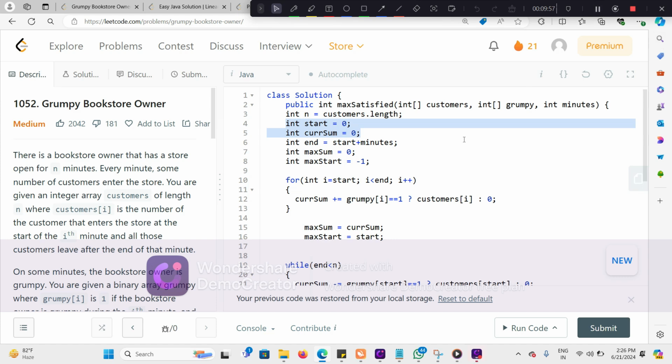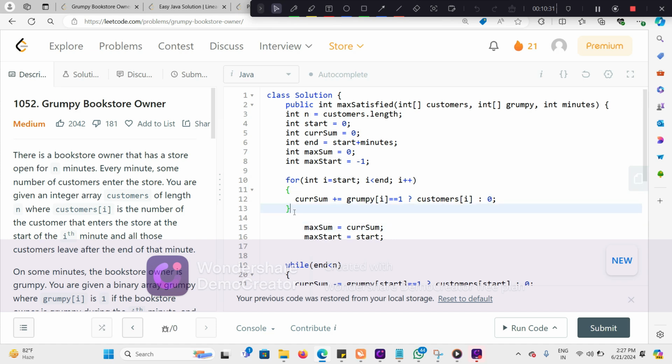Initially my start would be 0. I'm starting from 0 till end. This end is equal to start plus minutes, whatever minutes value we have. So i is equal to start, i less than end, and i plus plus. I'm basically making the sum of all the unsatisfied customers. If grumpy i equal to 1, that means that is an unsatisfied guy, so customer i is an unsatisfied person. Otherwise I am replacing it with 0.